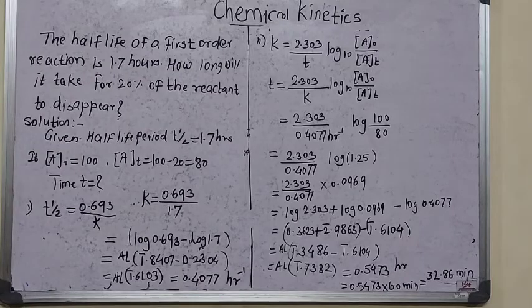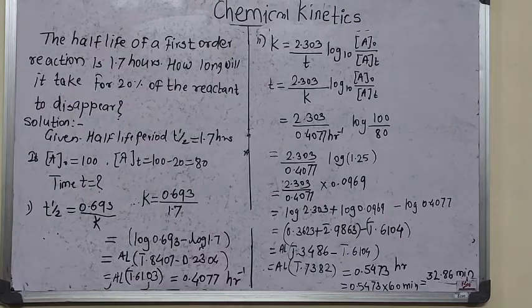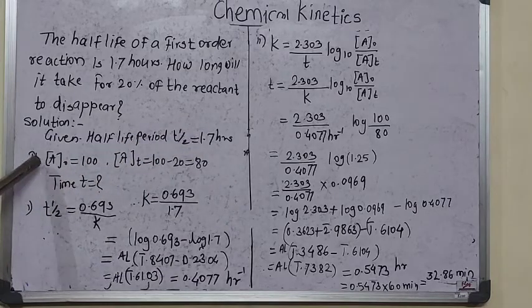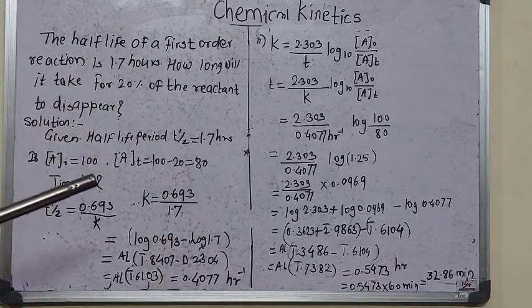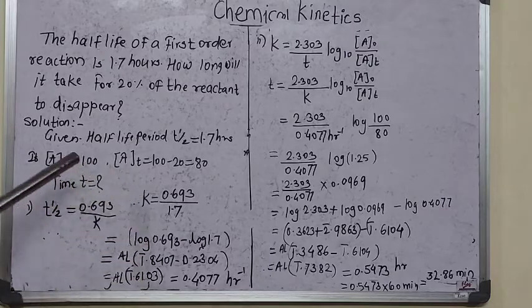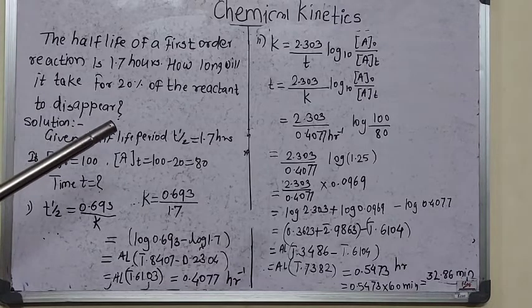Okay, the next problem we are going to see is: the half-life of a first order reaction is 1.7 hours. How long will it take for 20% of the reactant to disappear? So the given quantity in this problem is the half-life period, that is t1/2 equal to 1.7 hours. Then, how long will it take for 20% of the reactant to disappear? It means when the reaction started, if we consider the initial concentration of the reactant as A0, it will be 100.